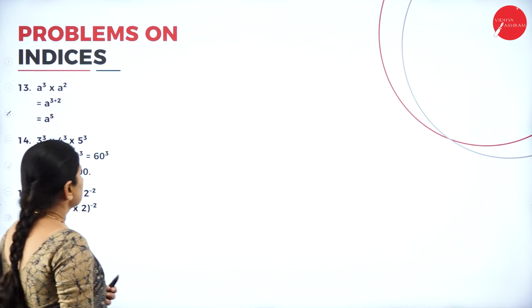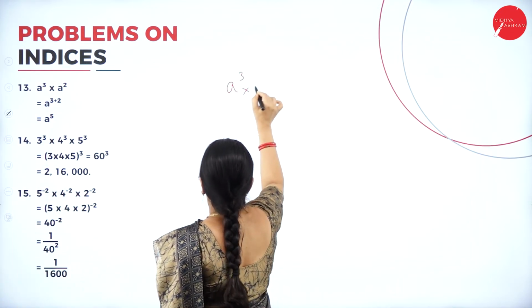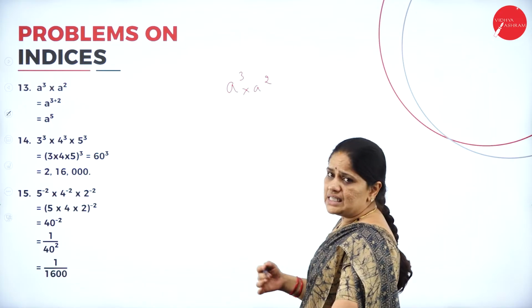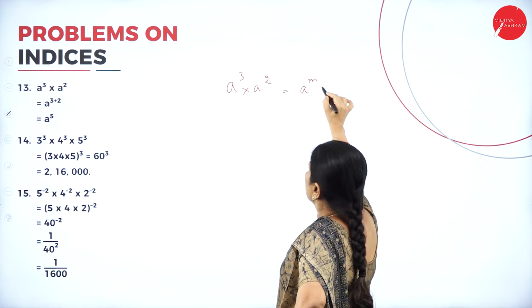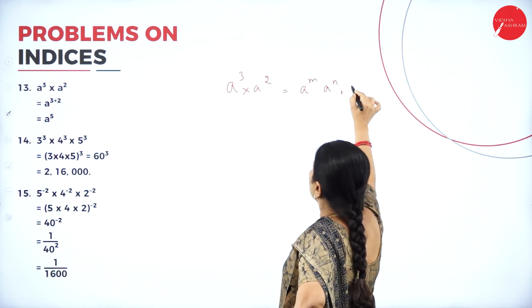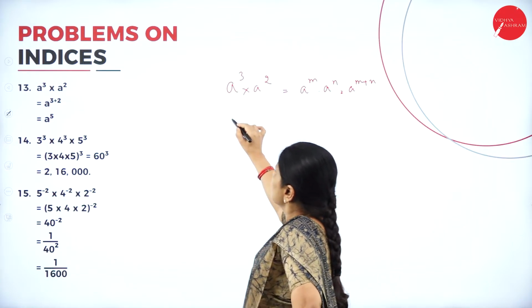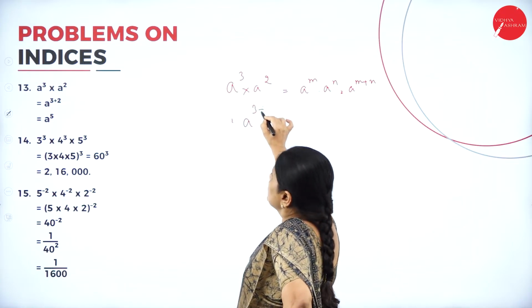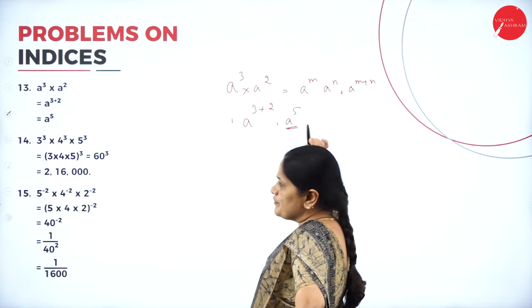Now, the next question is a cube into a square. Just recall what the first law tells us, a to the power of m into a to the power of n equals a to the power of m plus n. So, this will be equal to 3 plus 2, that is equal to a to the power of 5.